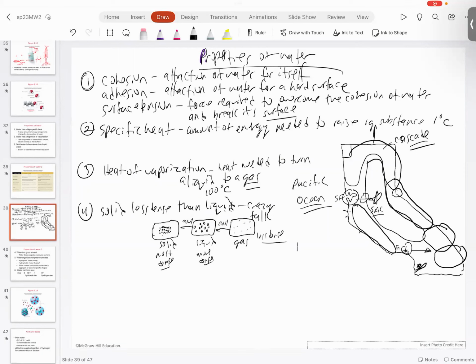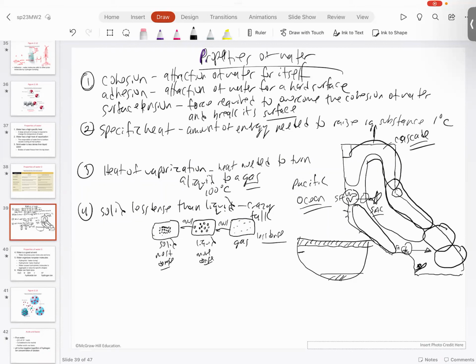Now, what does this do for us? Let's draw a lake. Here's our lake. Let's put it in the middle of winter. Hard winter. What's going to happen to that upper layer of water? So it'll freeze. And then if water were like everything else, where the solid was more dense, what would happen to this layer of ice? It would sink. And then what would happen to the next layer of water?